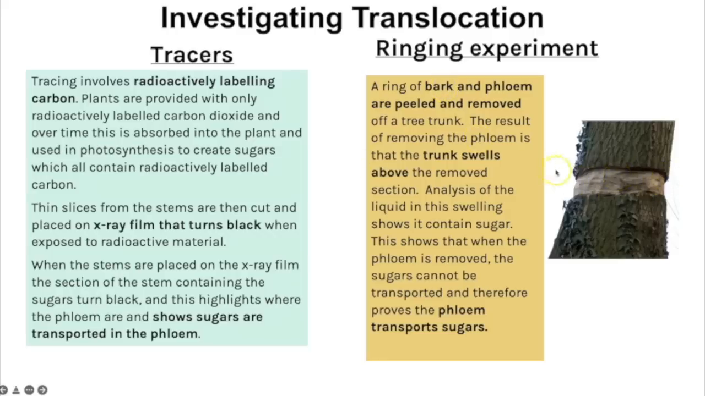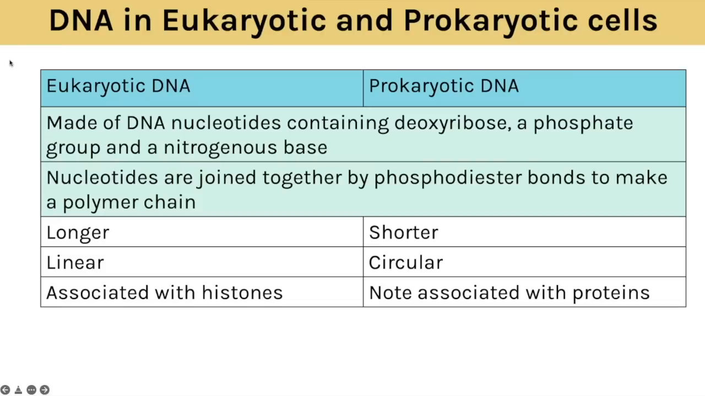The result of removing the phloem is that the trunk swells above the removed section, and analysis of the liquid in this swelling shows it contains sugar. So this shows that when the phloem is removed, the sugars cannot be transported, and it therefore proves the phloem transports sugars. So we start topic 4 by comparing the DNA in eukaryotic cells and prokaryotic cells.